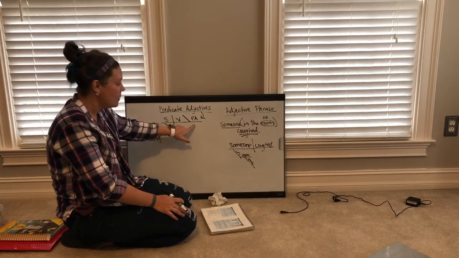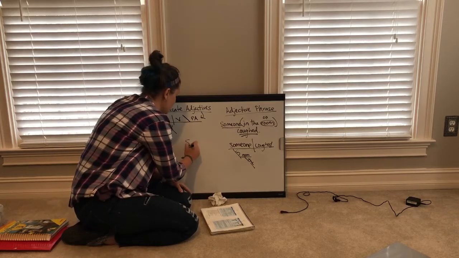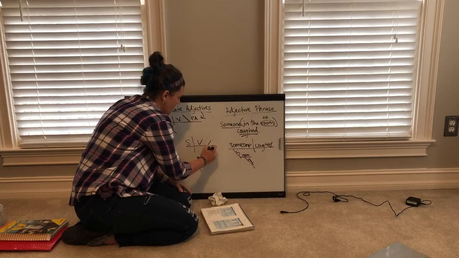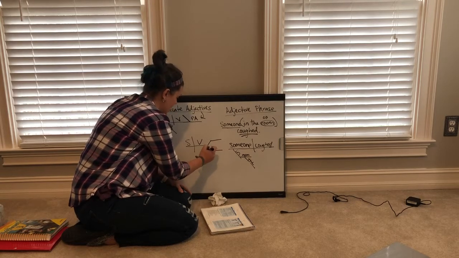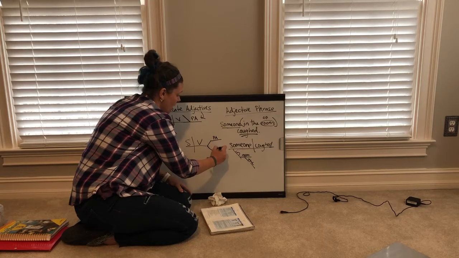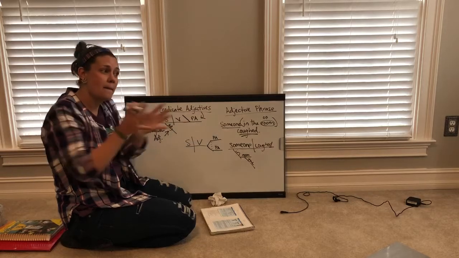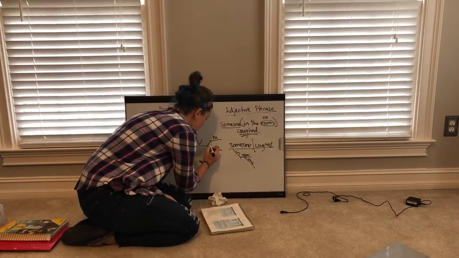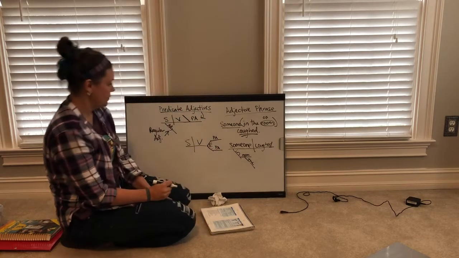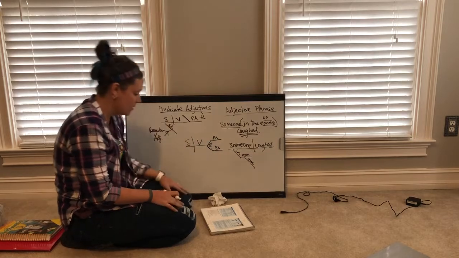If you have a compound predicate adjective, you know that looks just like a compound predicate nominative. Subject, verb, and then anytime we have a compound anything, right, we do a rocket. Compound means more than one thing joined together. Your joining word goes on this line. Conjunction. All right? Same thing here. It's just a rocket if you have more than one.